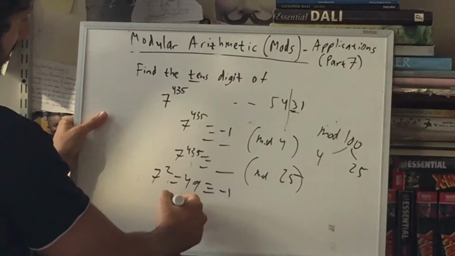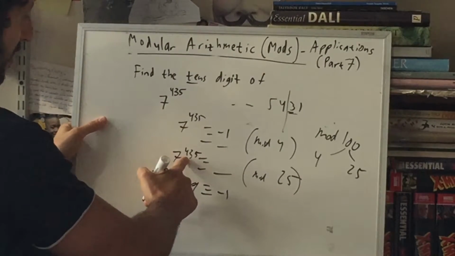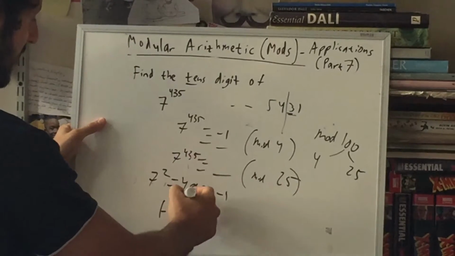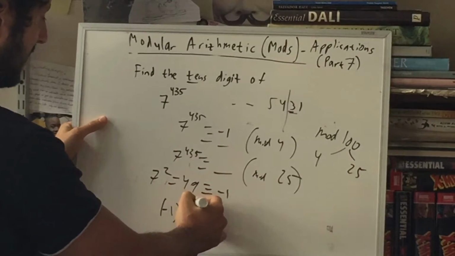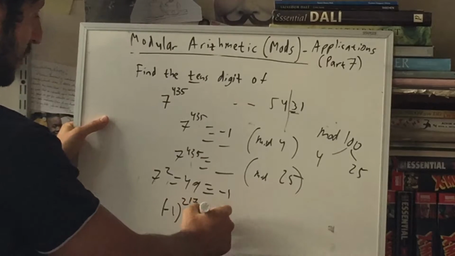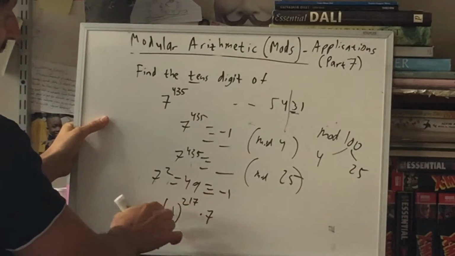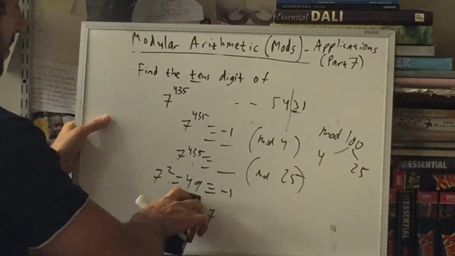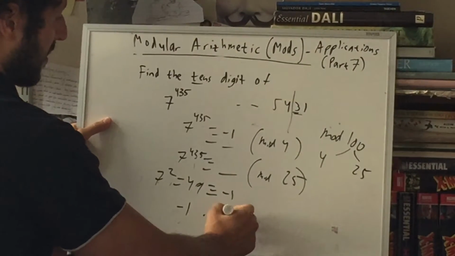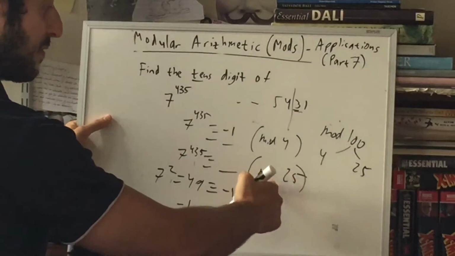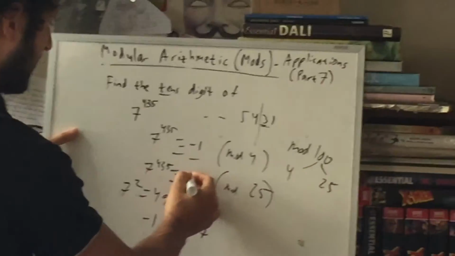Now let's see what happens. We have -1 to some power, and what's that power? We're dividing 435 by 2 to get 217 with a remainder of 1, so we're going to have a leftover 7. Since each pair gives us a -1, and -1 to an odd power is -1, we get -1 times 7, which is -7. Now we want to bring it into our 0 through 24 range, so we add 25, which gets us a positive 18.